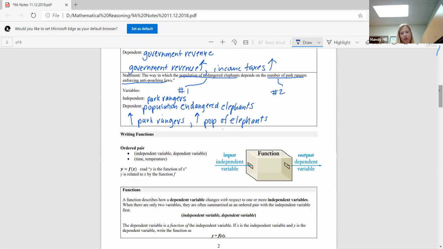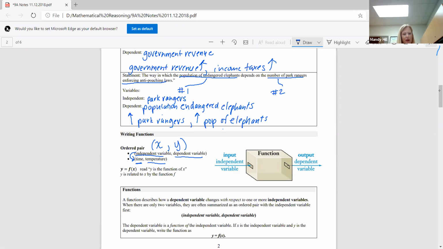An ordered pair is always listed with the independent variable first and the dependent variable second. When you're listing a coordinate pair, we list X and then Y. X is always independent, Y is always dependent. And they've got another example here. If you're doing time and temperature, what did we say? Time is almost always independent, so they've got time first and temperature second.